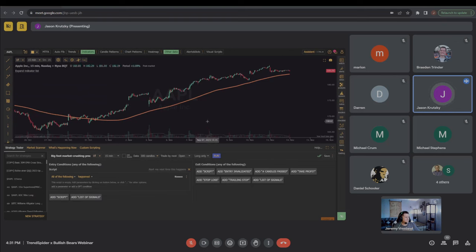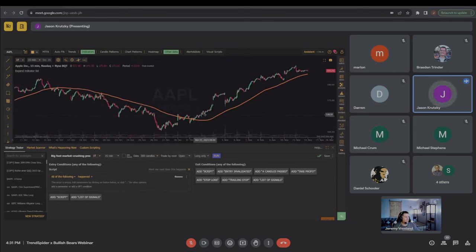Here at TrendSpider, one of my roles is to create content. I create strategy ideas. I create scanner ideas. We share them with our traders in our Discord. I just shared a handful of strategies just the other day, some strategies that work quite well, just to give them ideas and help push the ideas along. So let's talk about building a strategy.